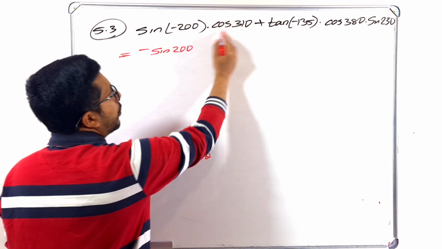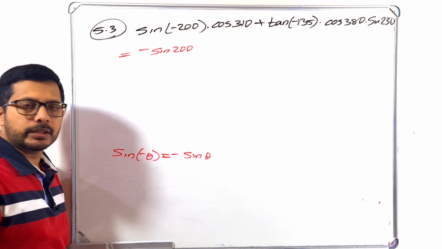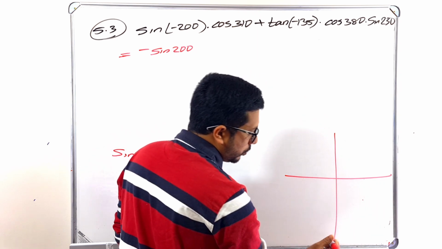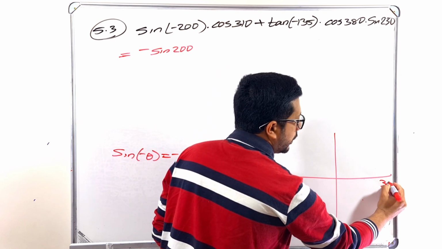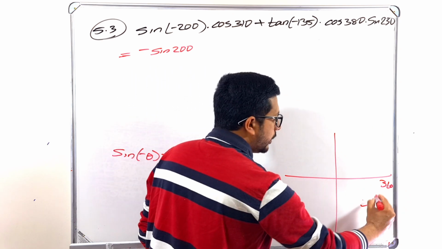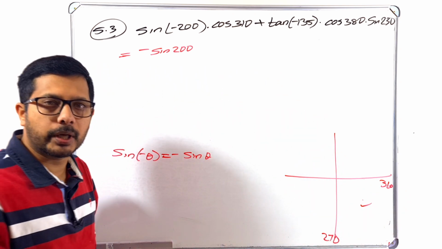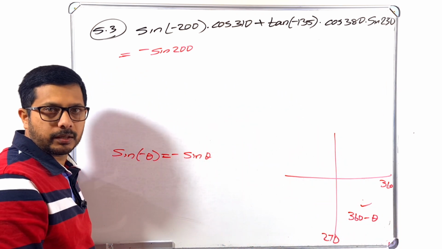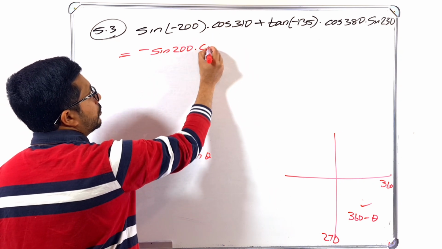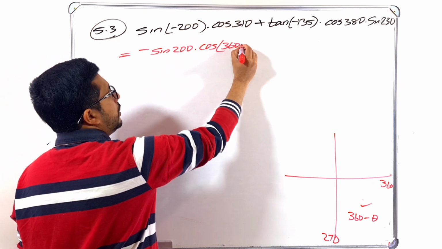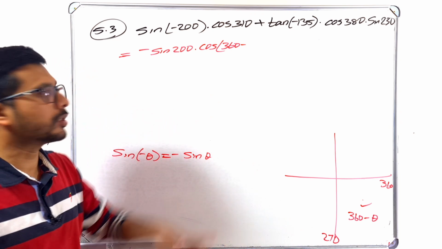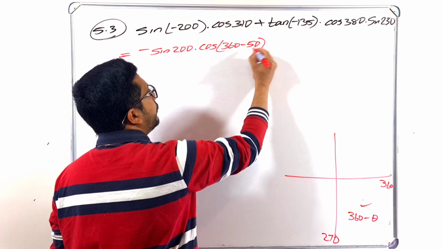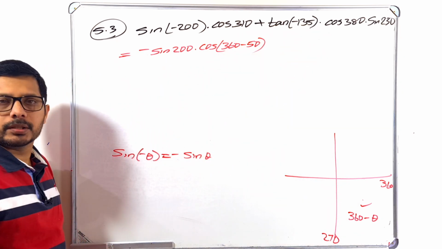Okay, then cos of 310. 310 is in which quadrant? This is 270, and this one is 360. So 310 is in the fourth quadrant. Fourth quadrant, how can you write? 360 minus theta. So here, cos of 360 minus which number is 310? 50, am I right? Okay, so 360 minus 50.